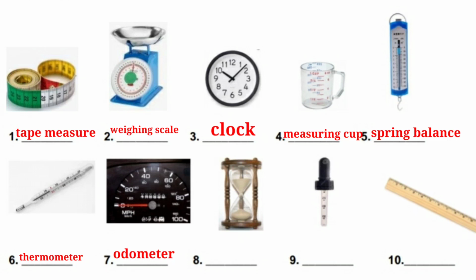Let's proceed to number 8. What do you call the item? That is an hourglass. Wow, very good. Clap your hands. Number 9. What do you call the item? Medicine dropper. Very good. And let's have number 10. What is your answer for number 10? That is a ruler. Very good. So now you're ready to start our lesson.